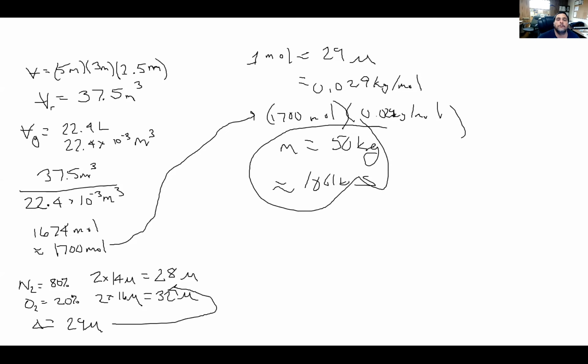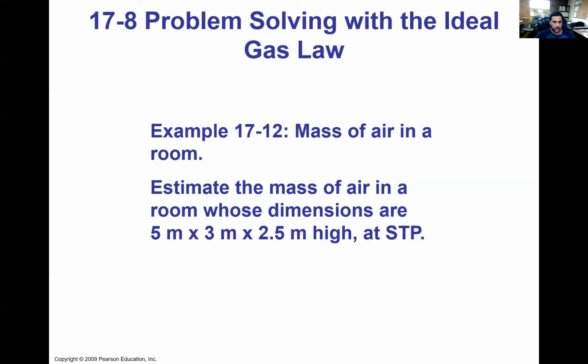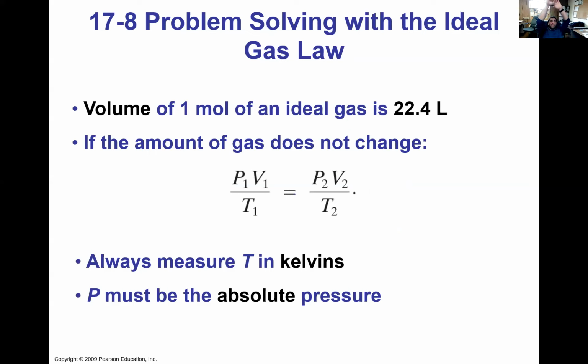So, other ways to solve ideal gas law problems. The volume of 1 mole of an ideal gas, again, 22.4 liters. So the amount of gas will not change, okay? Always measure temperature in kelvins, and pressures must be absolute pressure. So remember that absolute pressure is atmospheric pressure plus gauge pressure, okay? Atmospheric plus gauge.